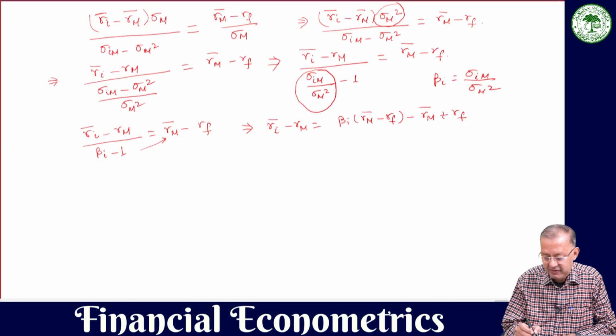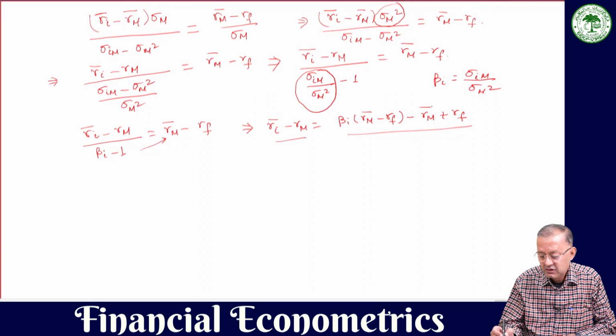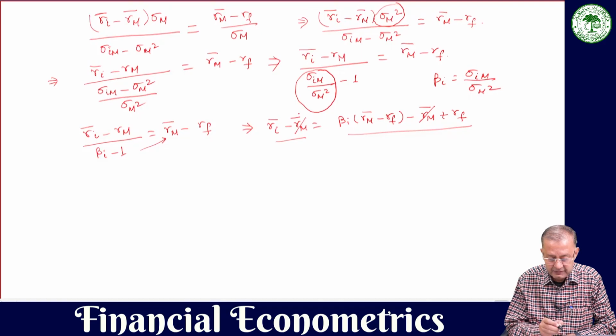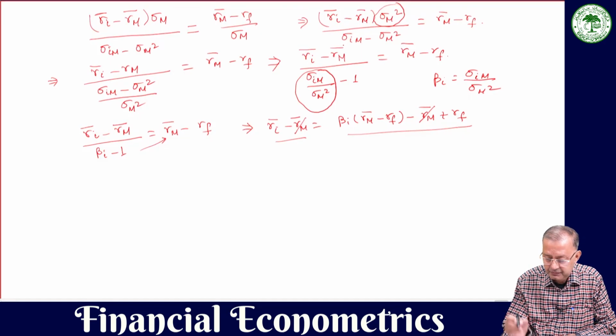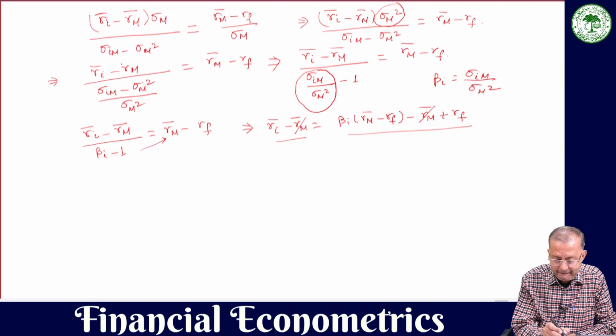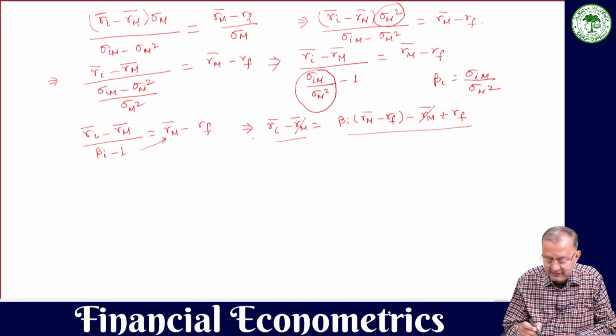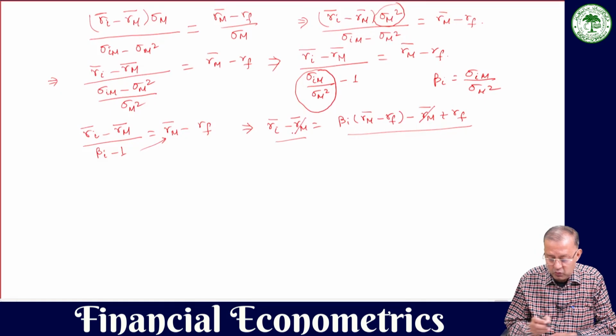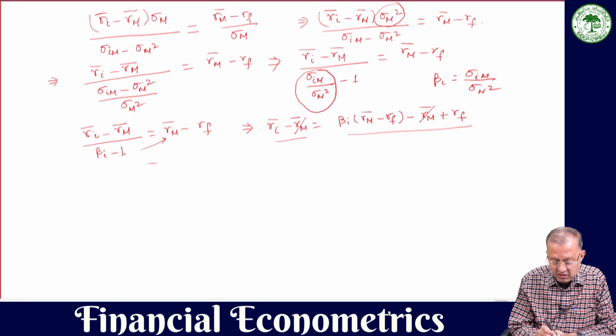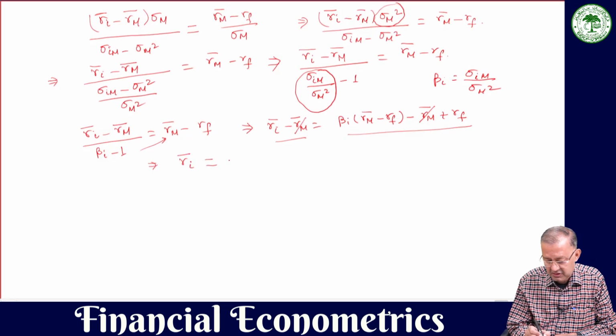Here now what do you find in this equation? This Rm bar gets cancelled out. Now what is this equation? The average rate of return on asset I is equal to Rf plus beta I into Rm bar minus Rf.